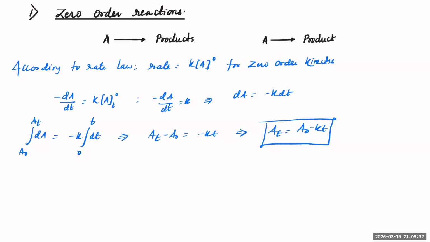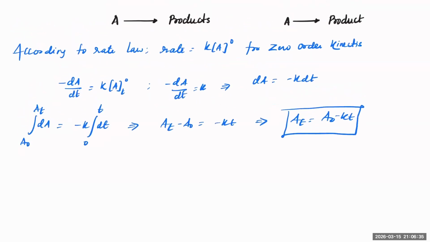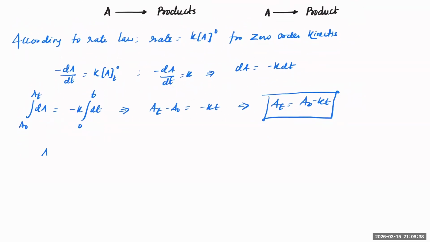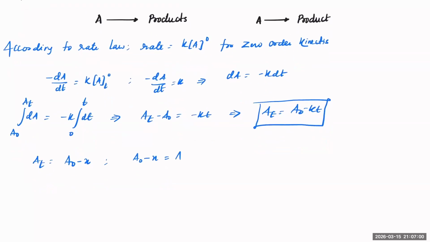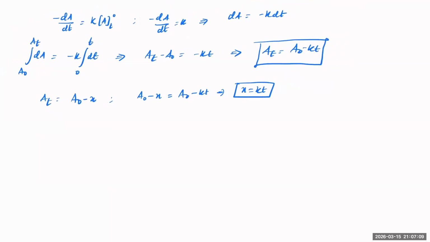Clear? Now, we know AT will be equal to A naught minus some X amount lost, isn't it? So you can see AT is A naught minus X, which is equal to A naught minus KT, which implies X is equal to KT. Another way of expressing that is in terms of the extent of the reaction that happened.